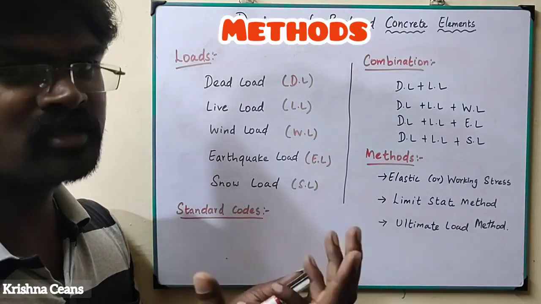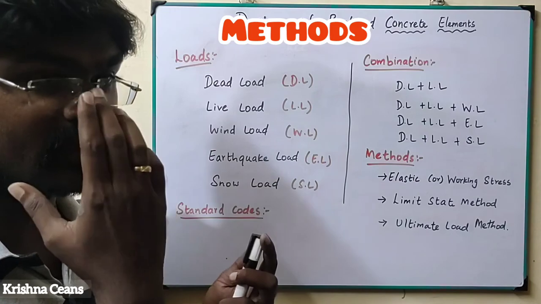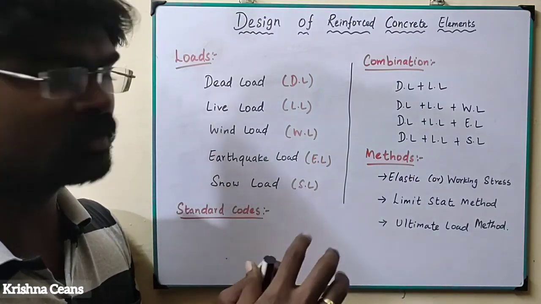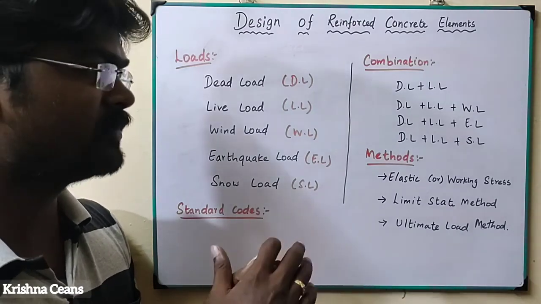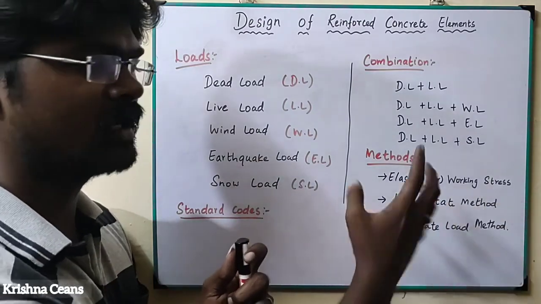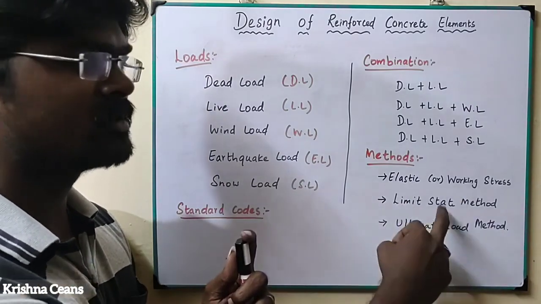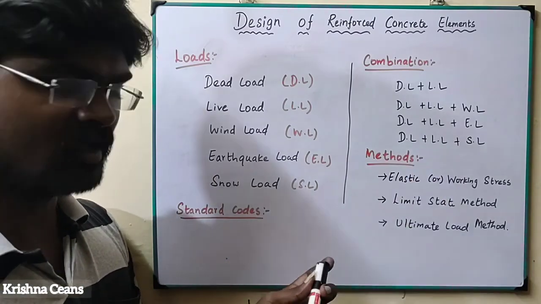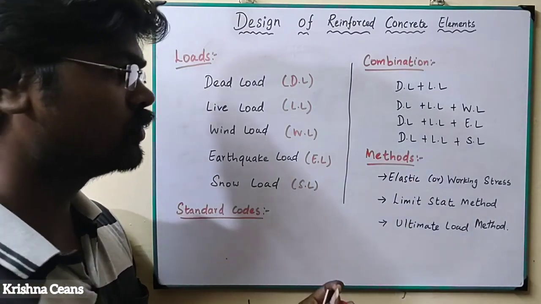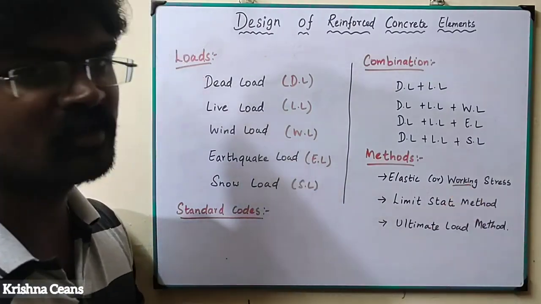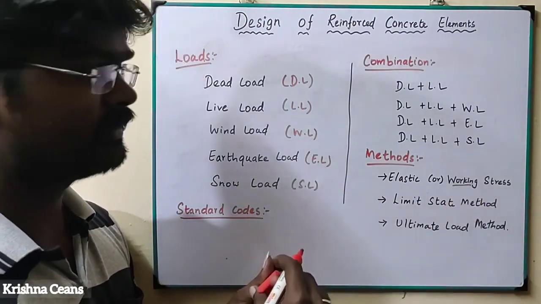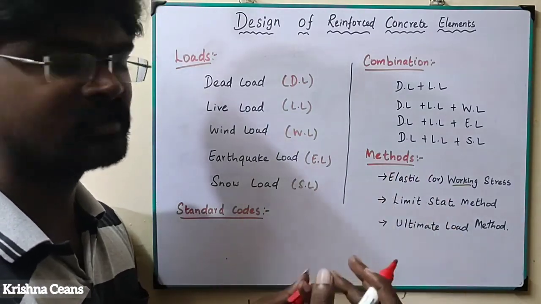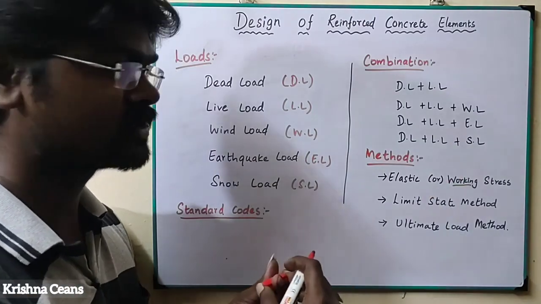Next, what are the methods we use for the design of concrete elements? These are the three major methods we use for the design of elements. Number one is the working stress method, or elastic theory. The second one is the limit state method, then the ultimate load method. The working stress method is especially for cases where the load never changes during the life period. For example, for water tank design we apply the working stress method.